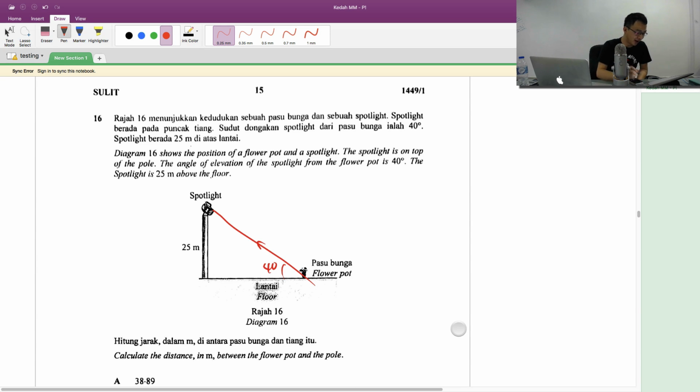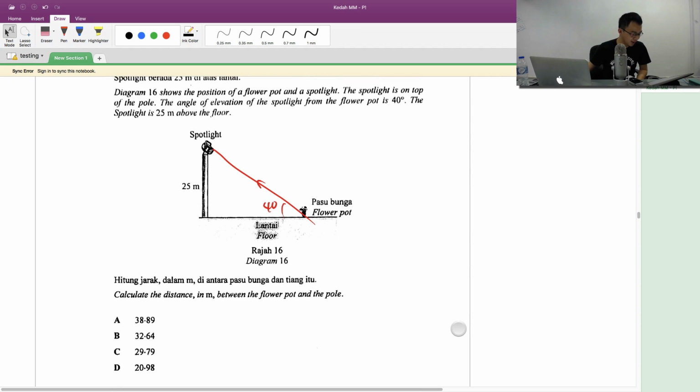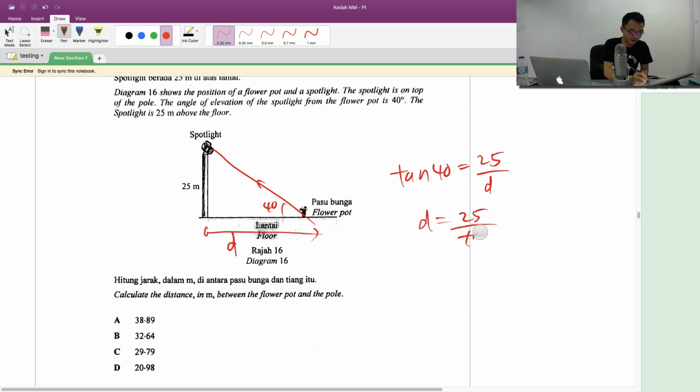The spotlight is 25 meters above the floor. Calculate the distance between the flower pot and the pole. So basically they ask you to find this distance. Just the tangent again. Tangent 40 equals opposite over distance, I call it D. So D is just 25 divided by tangent 40. It's very easy. 25 divided by tangent 40 should get 29.79. So the answer will be C. Very direct.